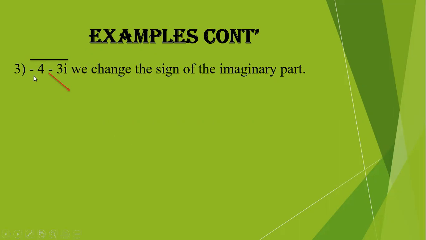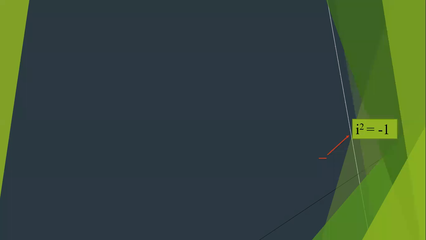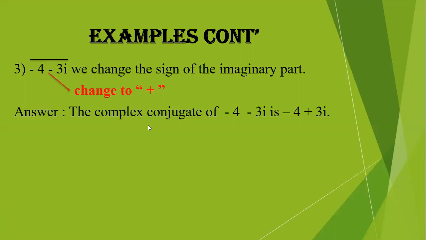Let's look at another example. Suppose I have minus 4 minus 3i. What is the imaginary part? Minus 4? No. Minus 3i? Yes. So my imaginary part is minus 3i. But we are only going to change the sign of the imaginary part. What's the sign of the imaginary part? It is minus. So we change it to what? Plus. Very good. What's the answer for our conjugate? The conjugate of minus 4 minus 3i is minus 4 plus 3i.